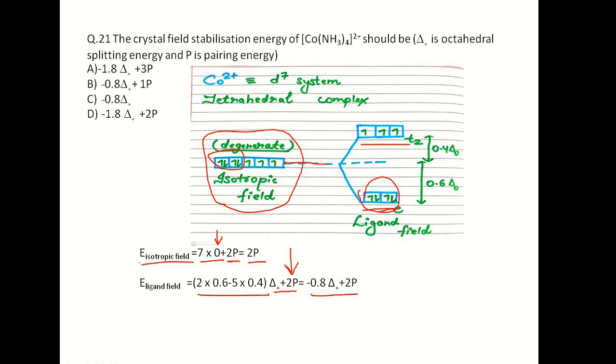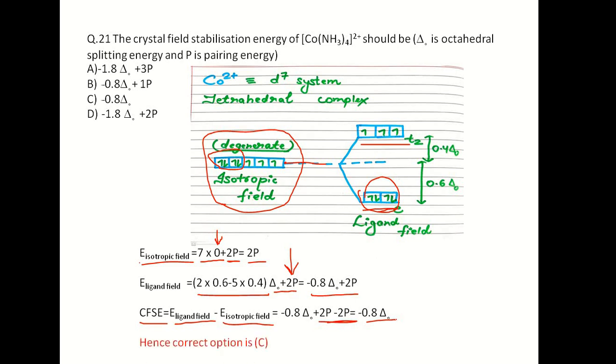When you subtract the energy of isotropic field from energy in ligand field, then you will get CFSE. So CFSE will be the difference between the energy in ligand field and energy in isotropic field. So 2P will cancel with 2P because in both the cases there are two pairs of electrons. So the CFSE will be minus 0.8 delta naught. So the correct option is option C.